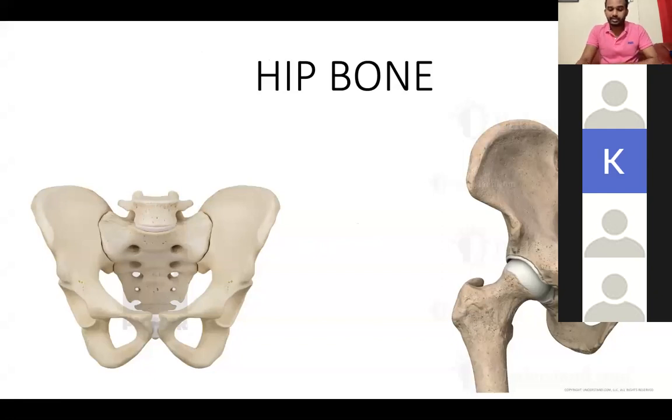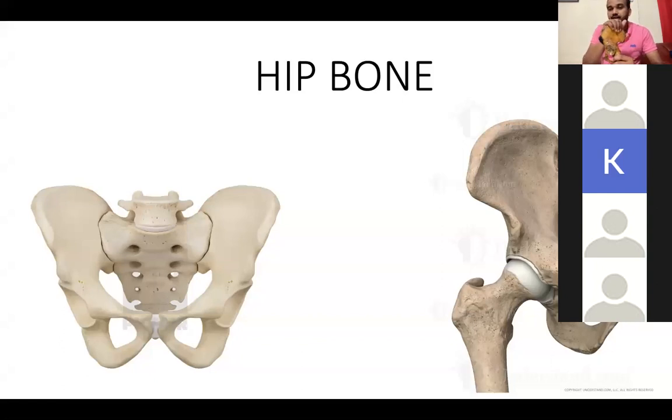So today the bone which we are discussing is the hip bone. This is the hip bone. As I said, this is an innominate bone because it doesn't have any particular shape to denote. And this hip bone has different parts. It is made up of three parts.